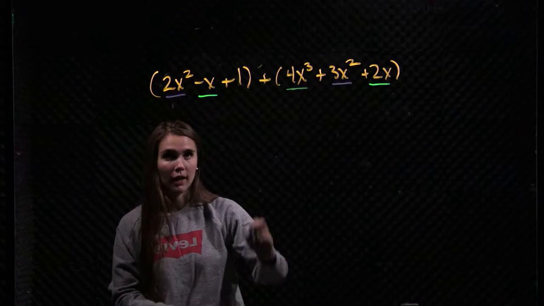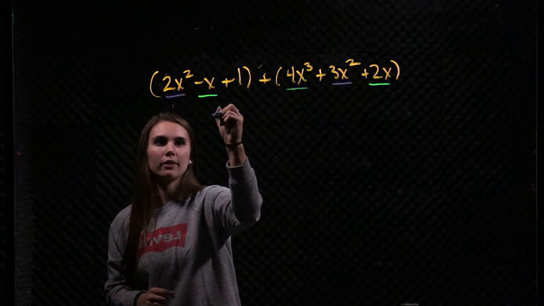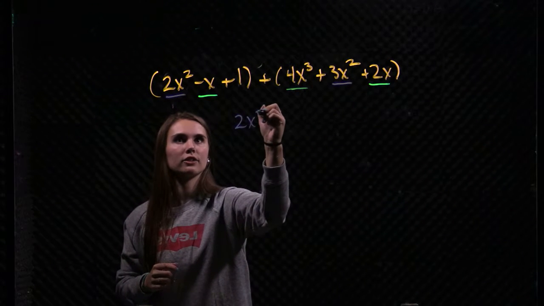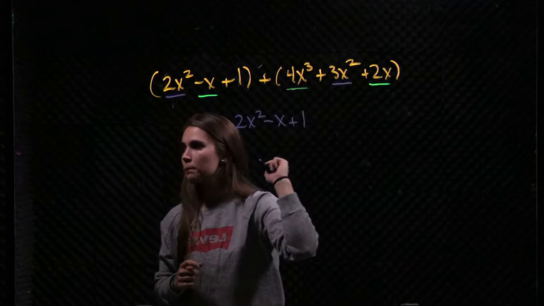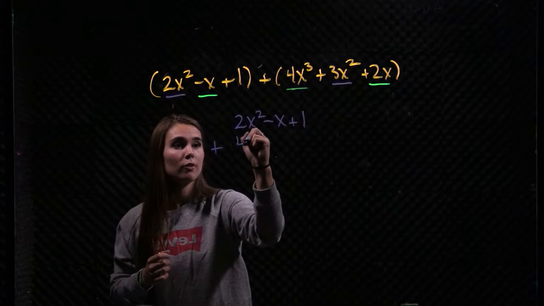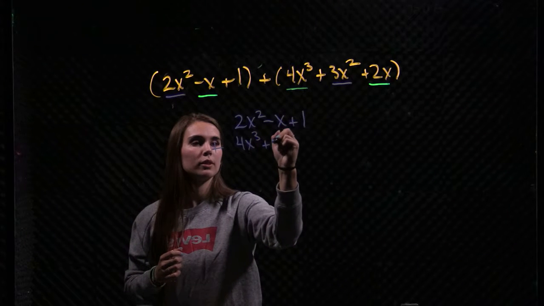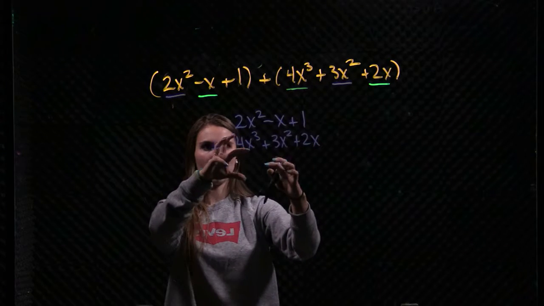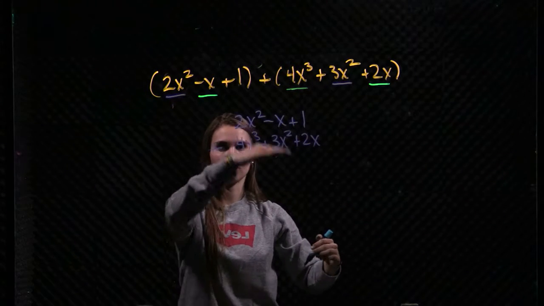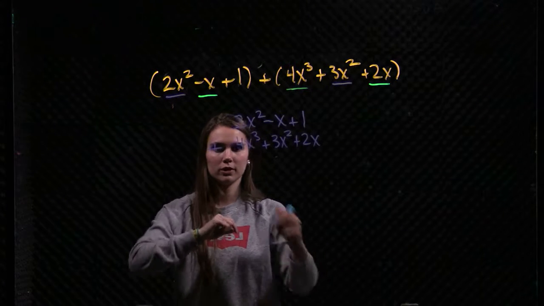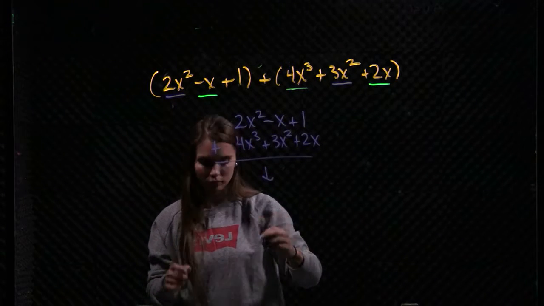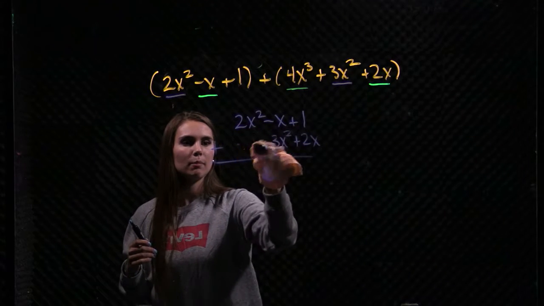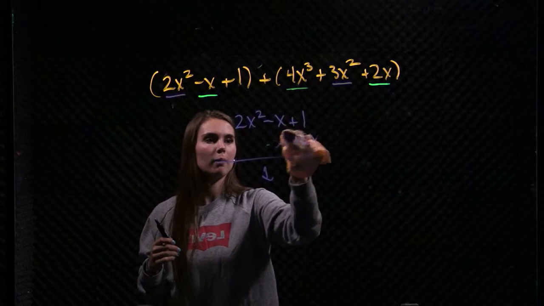Or I can put these on top of each other. So I can make kind of like a long addition problem. So I have 2x squared minus x plus 1 plus 4x cubed plus 3x squared plus 2x. And when I line these up, it's not really that easy for me to add them just straight down if I don't line up my terms. So instead of this, actually I'm going to erase this. I'm going to change my bottom problem to line up better with my top one.